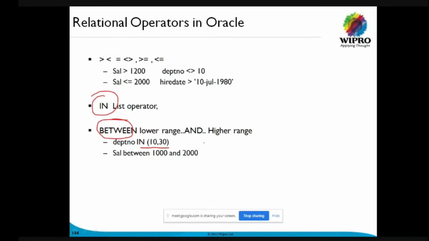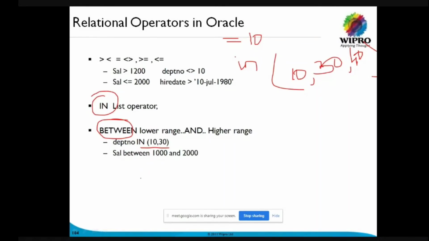So what's the difference between IN and equal to is, the IN operator can be used to compare with a list of values. If you give equal to, I can compare with only department number equal to 10. But if I use the IN operator, I can use department number in 10, 30, 40. That means the employees who are working in department number 10, 30, 40, everything is getting displayed. That is called the IN operator, the list operator, used to compare with a list of values.